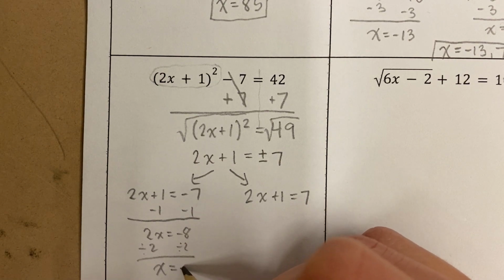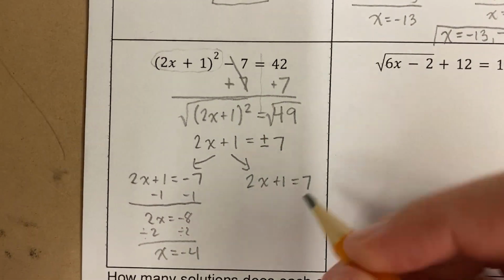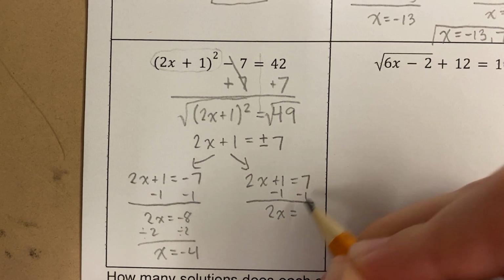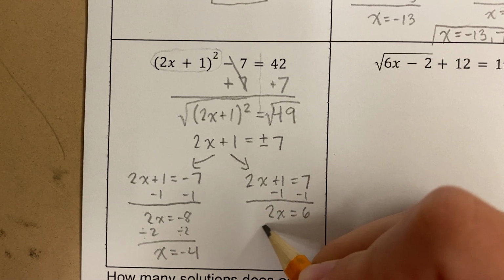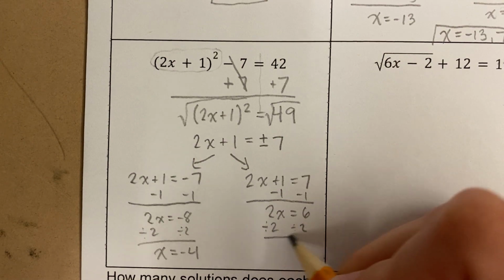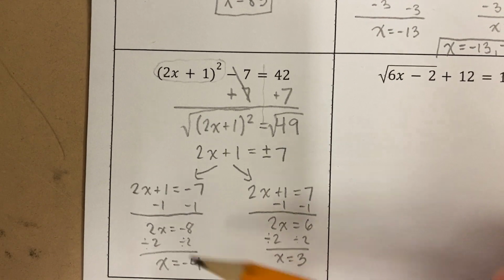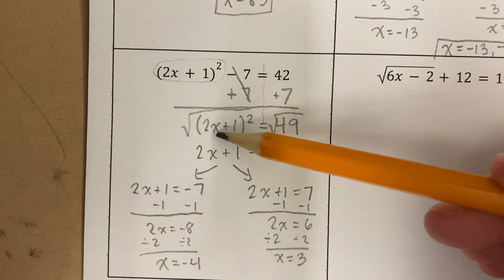I get x equals negative 4 over here. Seven minus 1 is 6. And I get x equals 3 over here. Again, I can plug in if I want. Look, I'm just going to plug in 1 so you can see. So let's say I plug in -4.